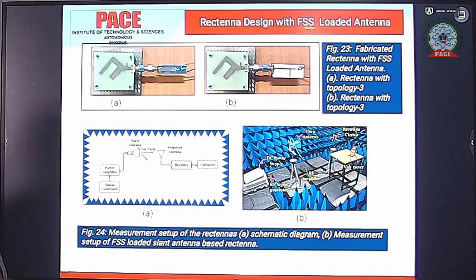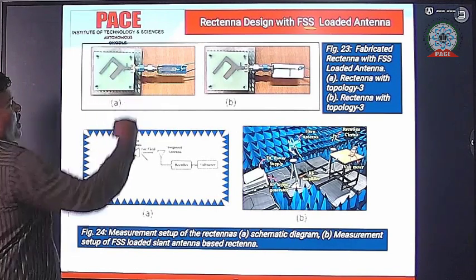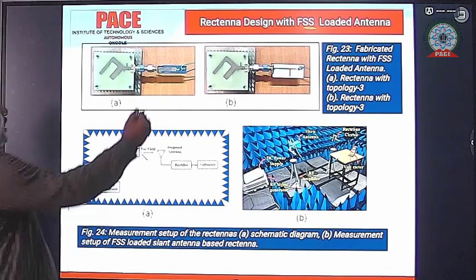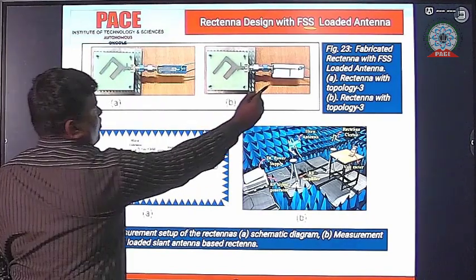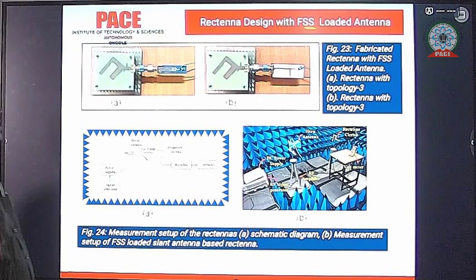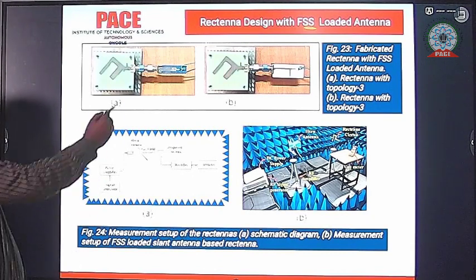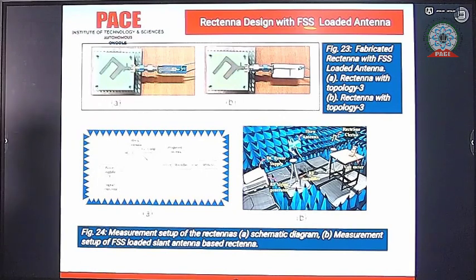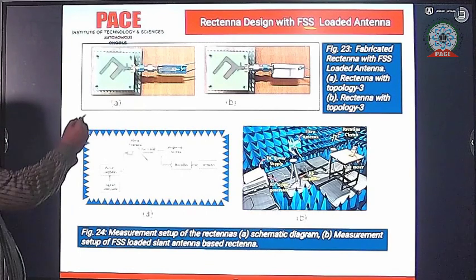Previously, on the backside, a frequency selective surface was used because the gain was 3.5 dB, which is less. If we use this FSS, it reflects at 2.45 gigahertz and transmits all the other frequencies. Due to this, the antenna gain increases to more than 7.3 dB. Whenever the antenna gain increases, it receives low RF signals also.